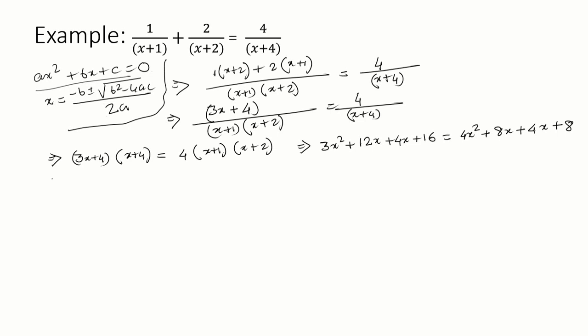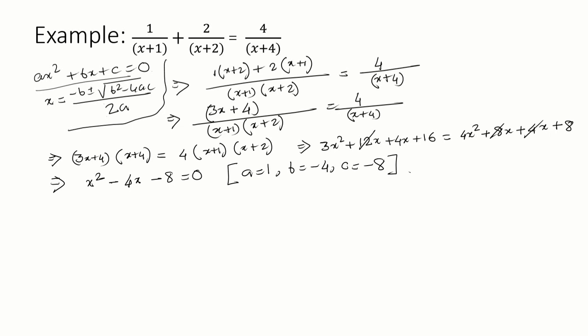Now you see 8x plus 4x gives 12x, so it gets cancelled. If we take the 3x squared to the other side, we are left with just 1x squared, and then the 4x on the left hand side we can take to the other side and write minus 4x, and the 16 also comes over, so we get x squared minus 4x minus 8 equals 0. Here you see this is of the form ax squared plus bx plus c, where a equals 1, b equals minus 4 and c equals minus 8.